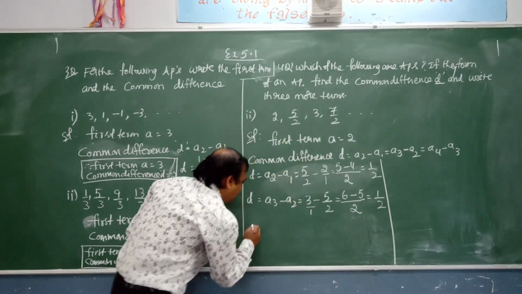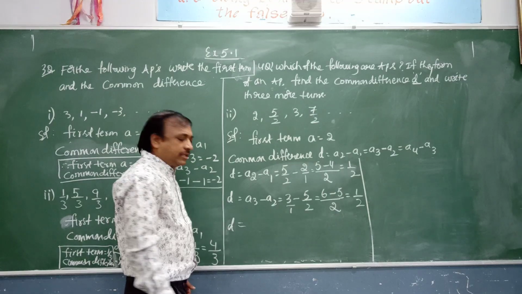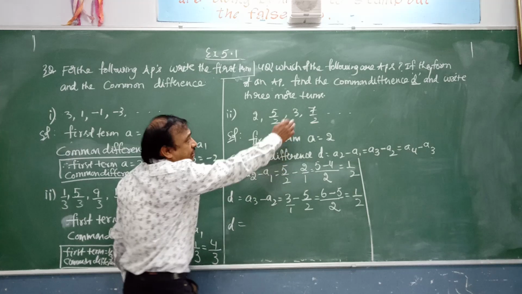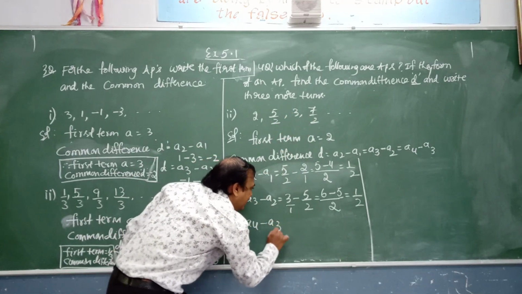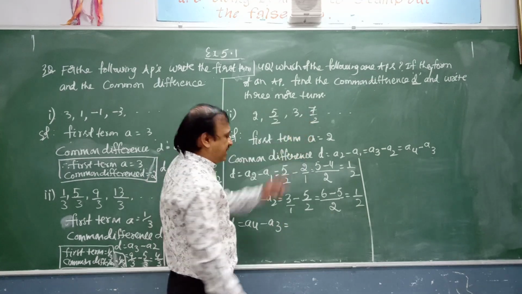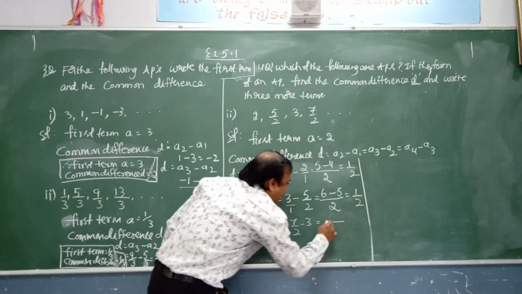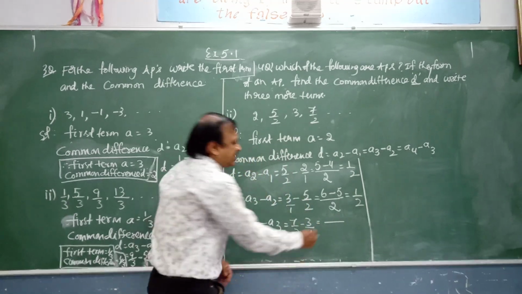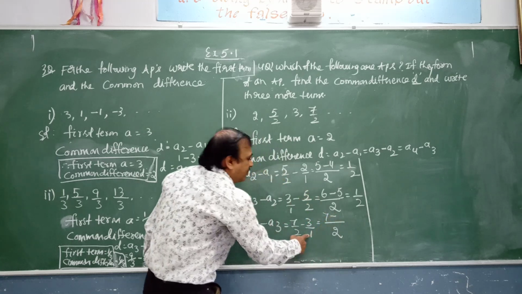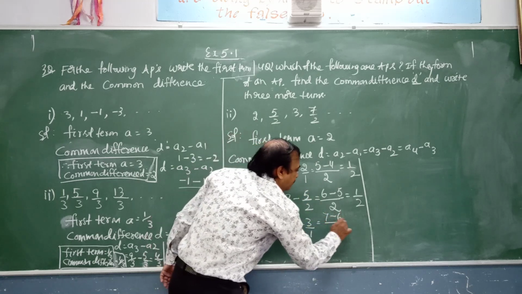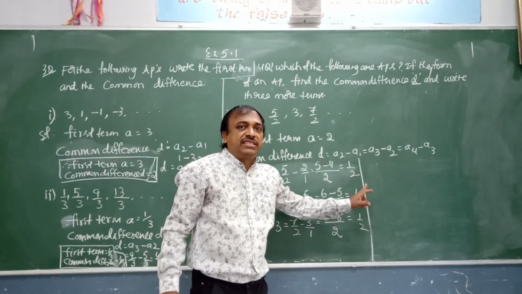Again we find d is equal to the next two terms, a4 minus a3. So a4 minus a3 is equal to, a4 is what? 7 by 2 minus 3. So you can find the LCM. You can write 3 as 3 by 1. So 2 is the LCM. 2 table 2, 1 time, 7 minus 1 table 2, 2 times, 2 3s are 6, which is equal to 1 by 2. You see, in all the places you are getting the common difference same.